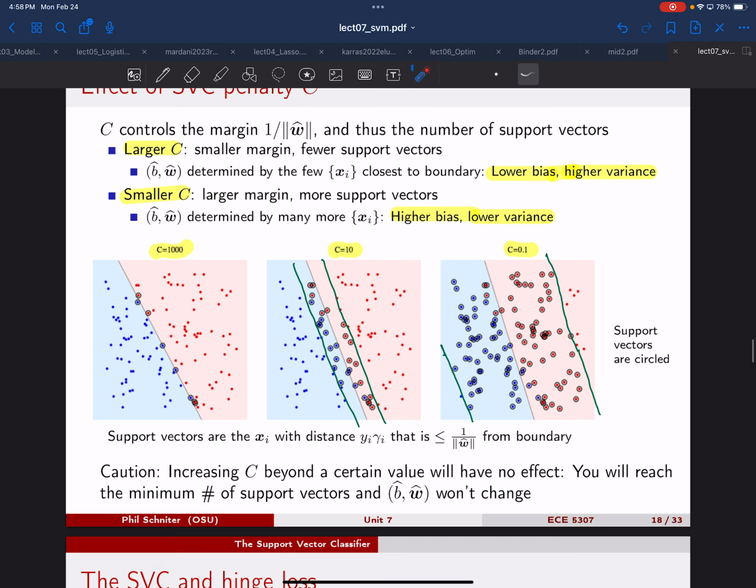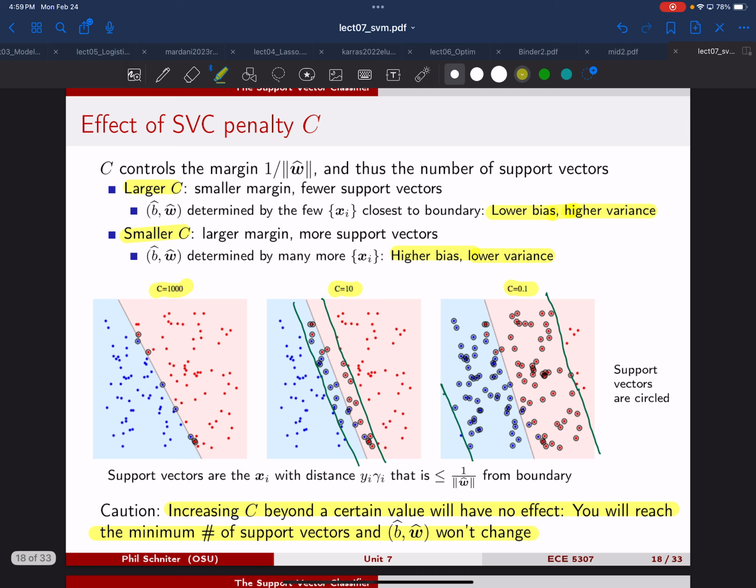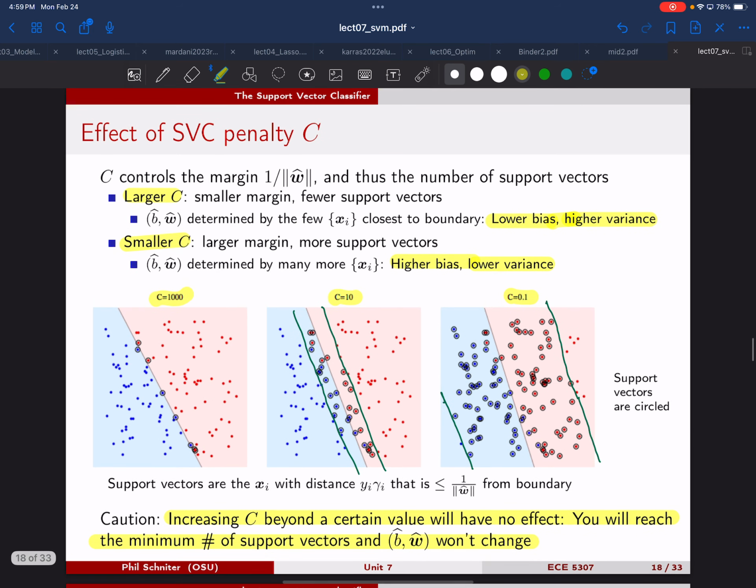Basically as you vary your C, you will raise it up to a certain point, after which you'll have the minimum number of support vectors, and you'll have no difference in your classifier parameters. So just something to be aware of. When you're tuning things, there's a certain kind of maximum C, at which point it doesn't really do you any good to go beyond that. Okay, great. Any other questions on choice of C?